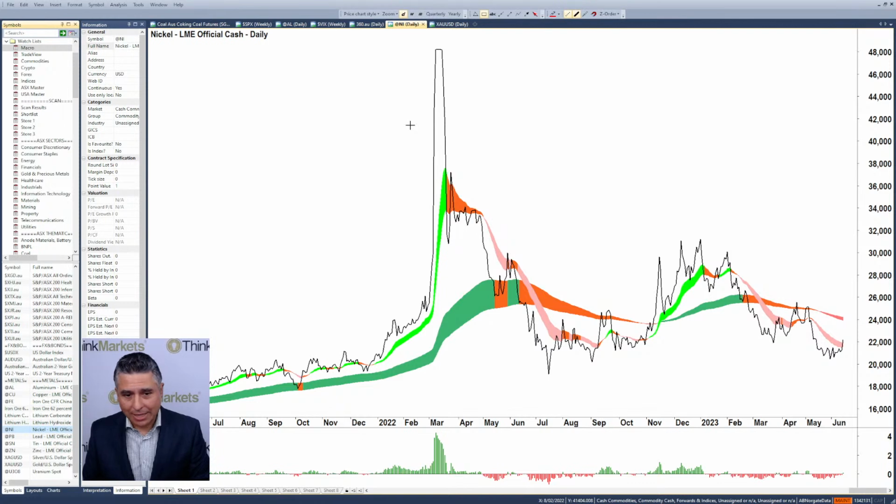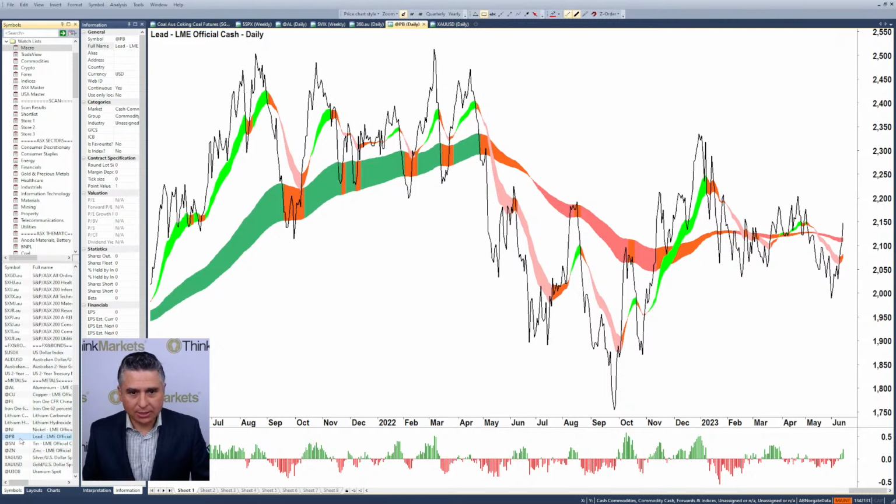Big pop in nickel last night. Maybe it was short covering, I don't know. Maybe it was the China thing, but a big pop. How big's the pop? Well, not very big compared to how much it's fallen since just after Russia invaded Ukraine. Still very much a long-term downtrend there, so not getting too excited. Lead, actually, that's a pretty decent rally on lead, but overall, I think still very flat.